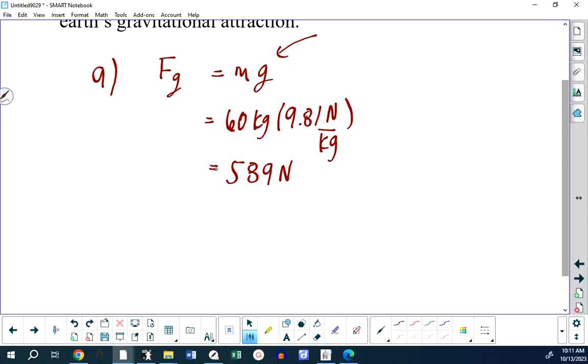What will be the weight of an object if the gravitational attraction is 1/10 on this new planet? It will be 1/10 of this. And I don't think we really need a formula for that. You're just saying gravity is 1/10 as strong. So we're going to take this 589 and divide by 10 and get 59, or 58.9 newtons.